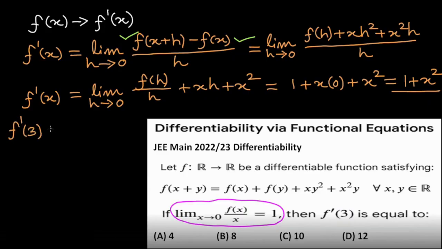Therefore, f'(3) will be 1 plus 3 squared, 10. Hence, the correct answer option here is C, 10. This one here.